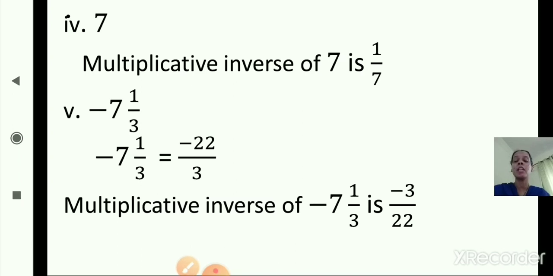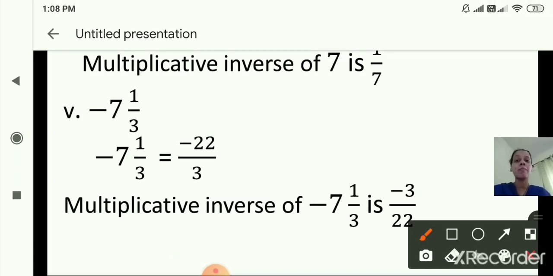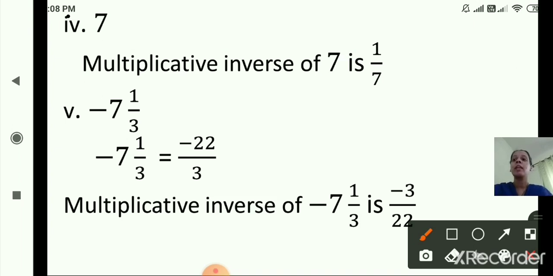Now what is the multiplicative inverse of 7? So the multiplicative inverse of 7 is 1 upon 7. Why 1 upon 7? There is no number in the denominator, which means there is always 1. Okay, so what is the multiplicative inverse of 7 upon 1? It is 1 upon 7, right? So the answer is 1 upon 7.